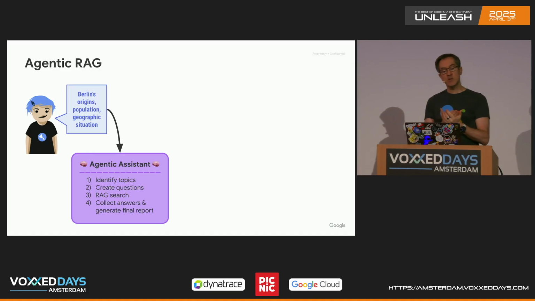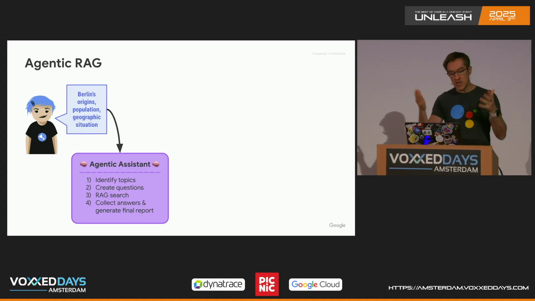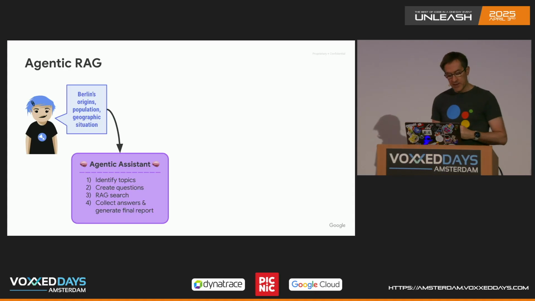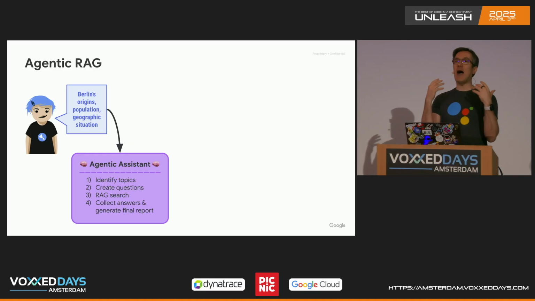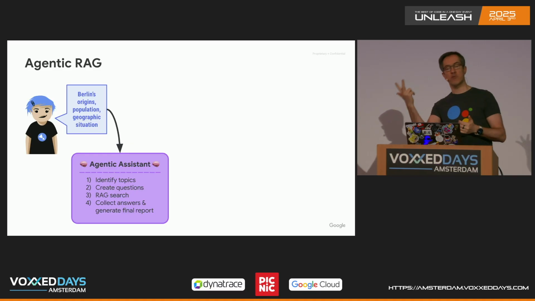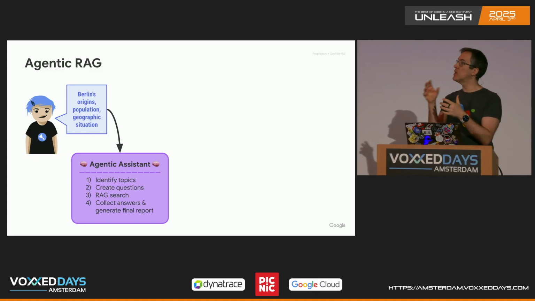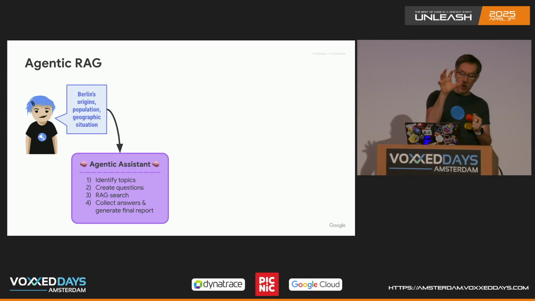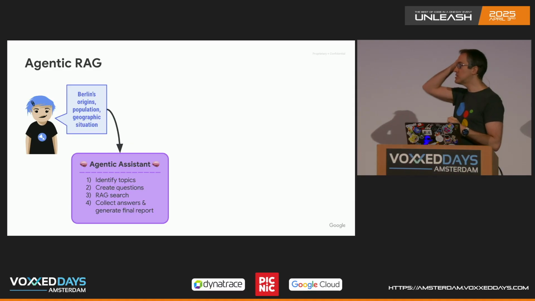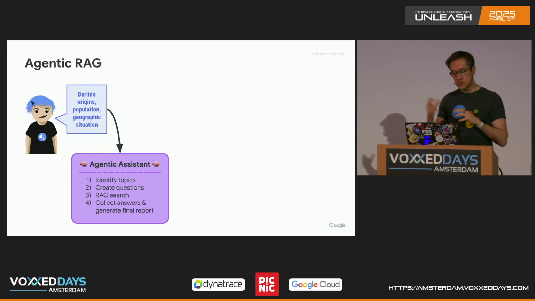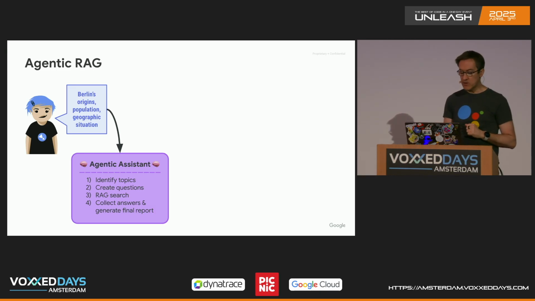So for that question, what's the origin, population, and geographic situation of Berlin? I'm going to call a first agent whose goal is to identify the different topics. There are 3 topics here. Then it creates questions. I'm going to use hypothetical questions for my searches, questions related to each topic. Then it's going to collect the answers from other agents and tools, and then give the final answer.